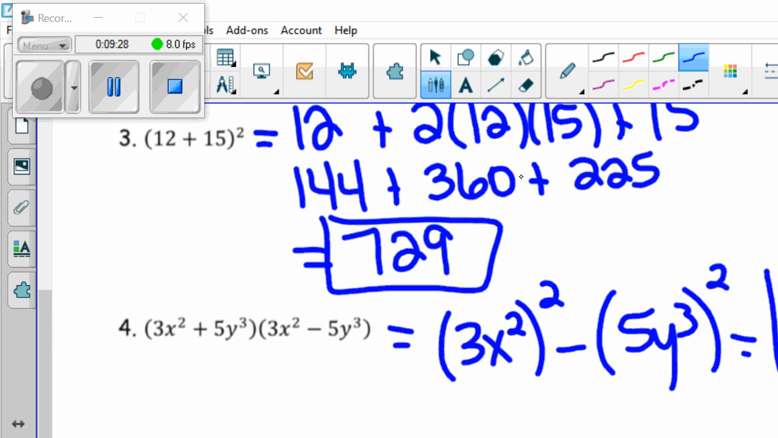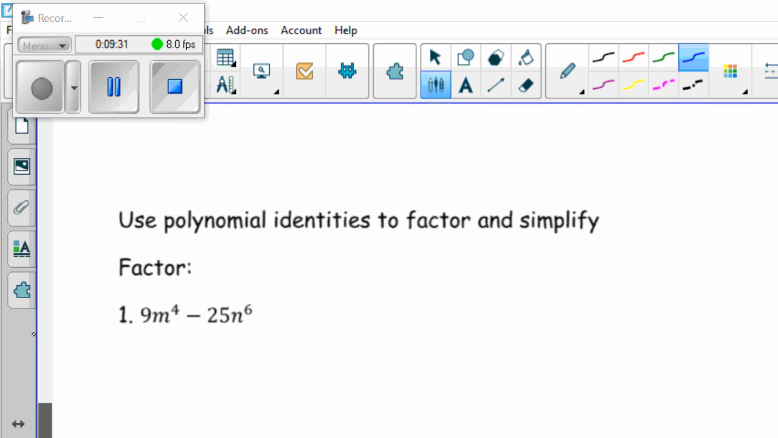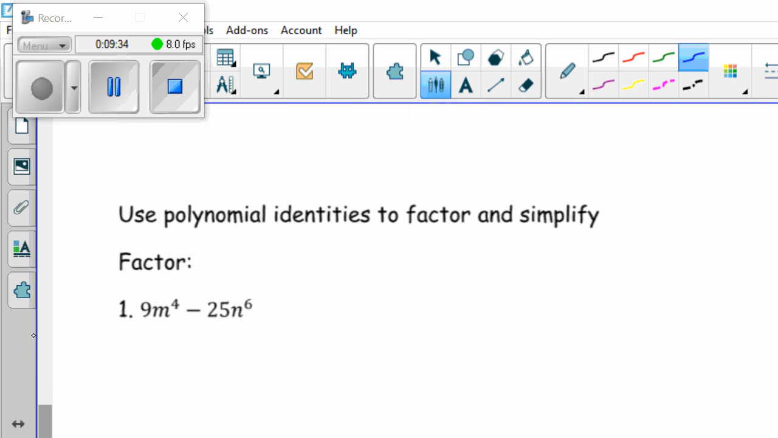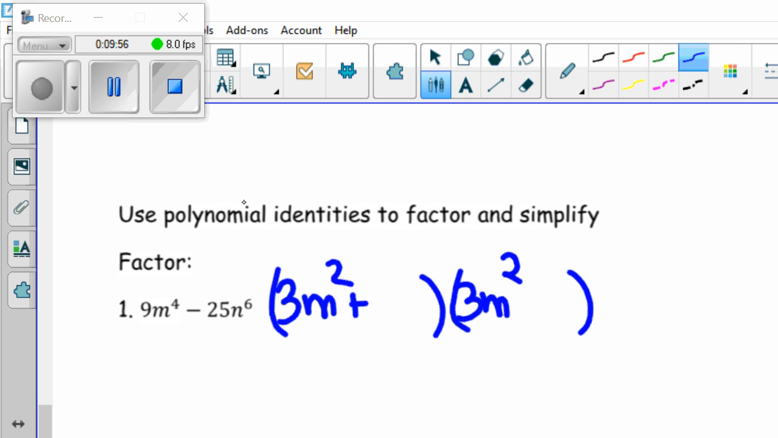Okay, so now we're going to use polynomial identities to factor and simplify. So the first one, factor 9m to the 4th minus 25n to the 6th. I notice that 9 and 25 are perfect squares, and I have a subtraction, so this is a difference of squares. So 2 sets of parentheses. The square root of 9m to the 4th, so 3m squared, 3m squared. One plus, one minus. The square root of 25n to the 6th is 5n cubed, 5n cubed.